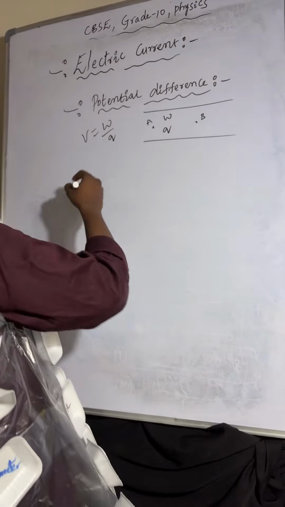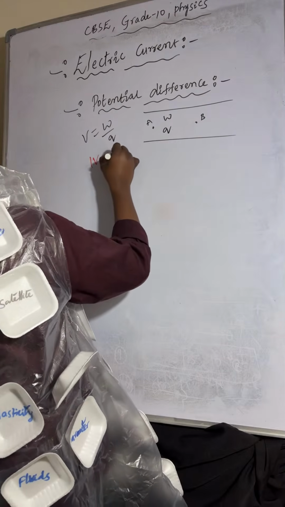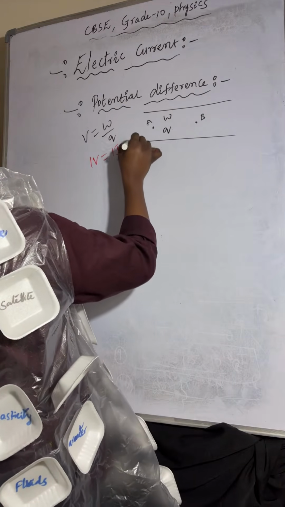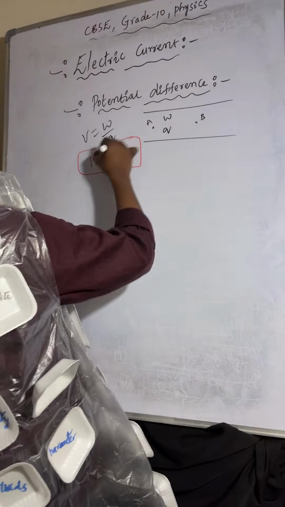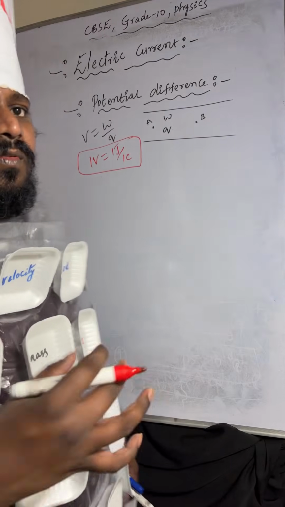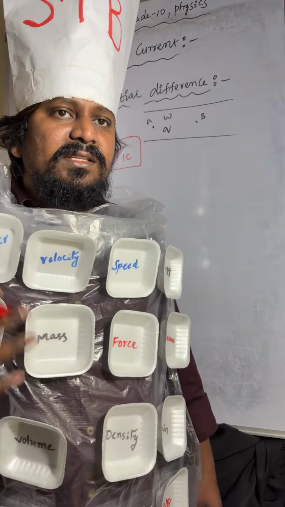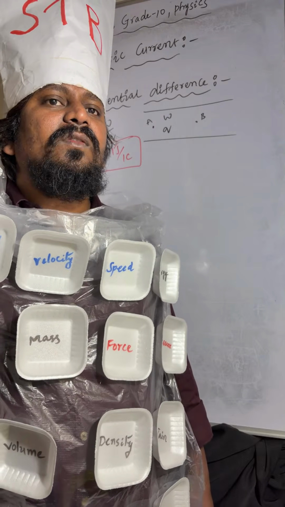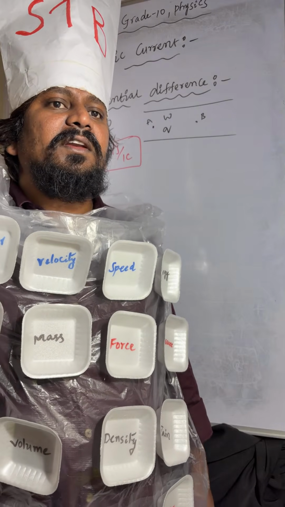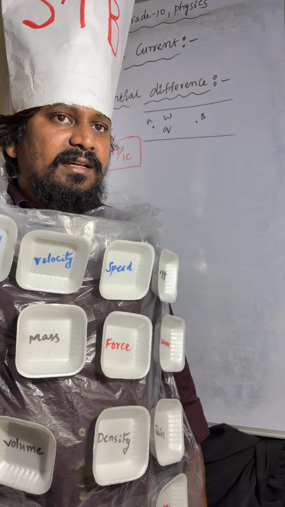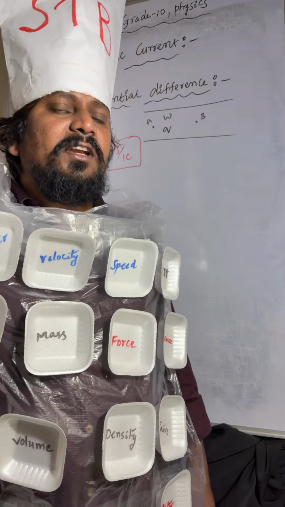1 volt is defined as 1 joule of work done to bring 1 coulomb of charge from one point to another point within the conductor. That is called potential difference.